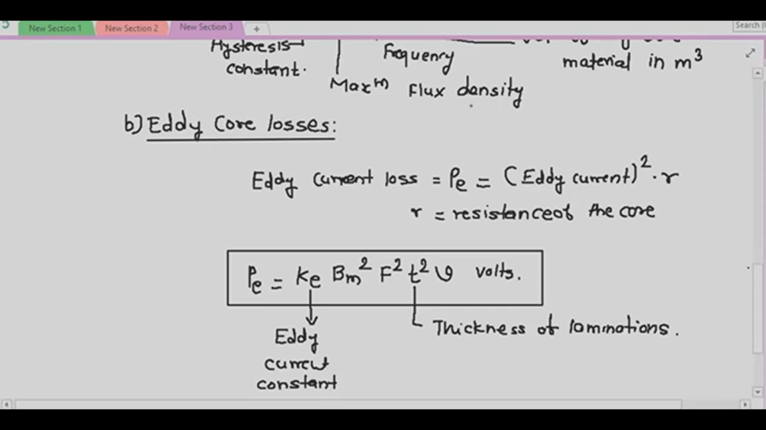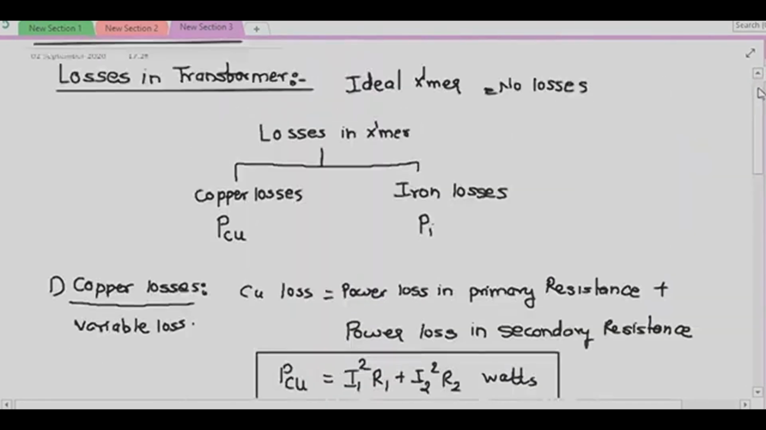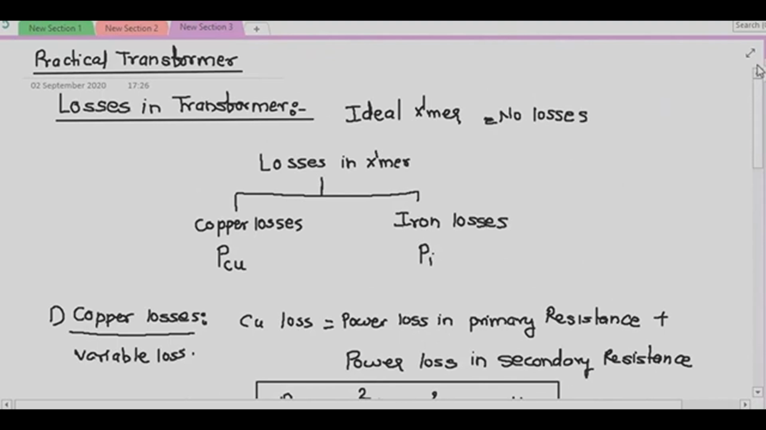Right? So in the next lecture, I will cover the practical transformer, which has resistance in both windings. There are core losses in both windings. So how do these losses, as well as the resistance and leakage reactance of the windings, affect the performance of the transformer?